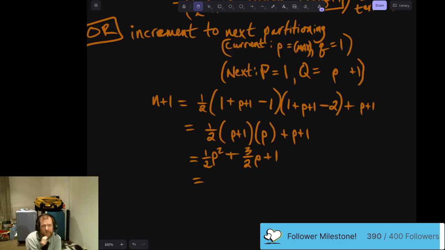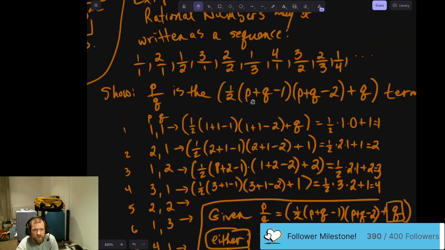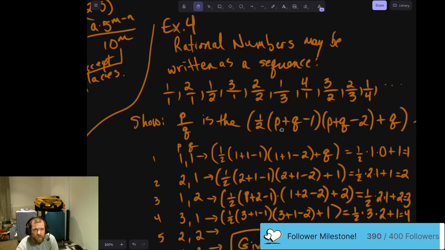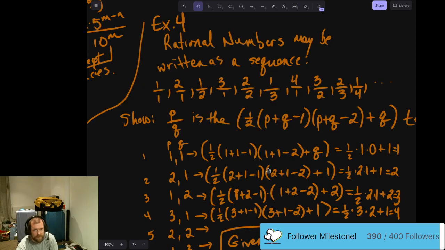Not real. How's it going? So here, this was rational numbers may be written as this following sequence. So it's going to be 1/1, 2/1, 1/2, then 3/1, 2/2, 1/3, then 4/1, 3/2, 2/3, 1/4, then etc.